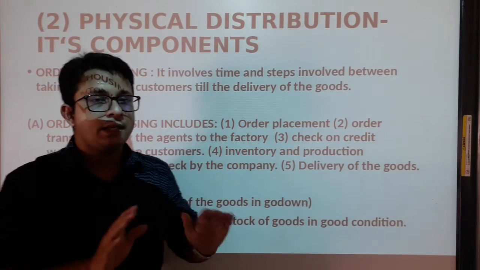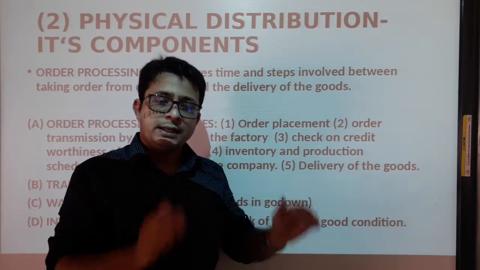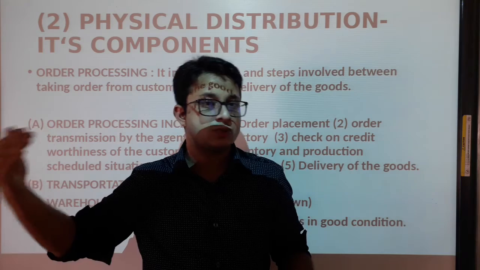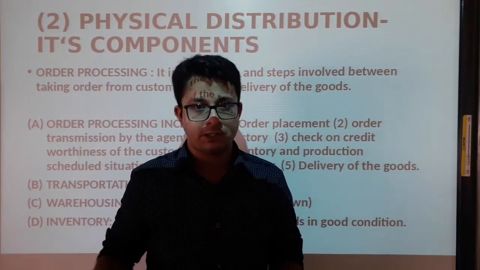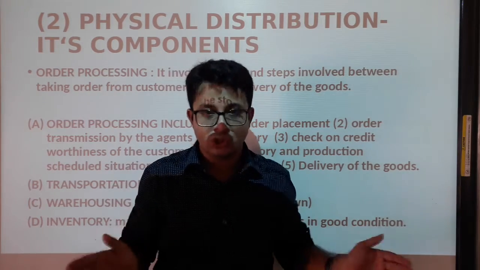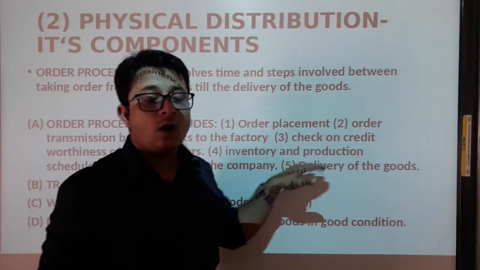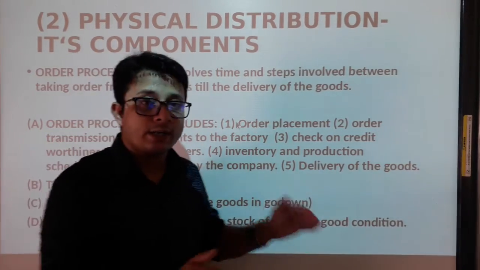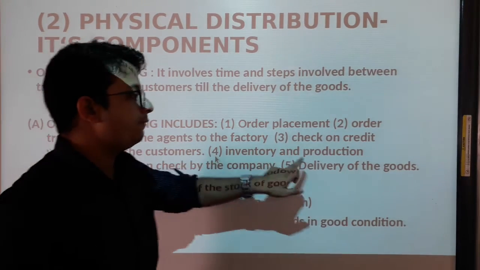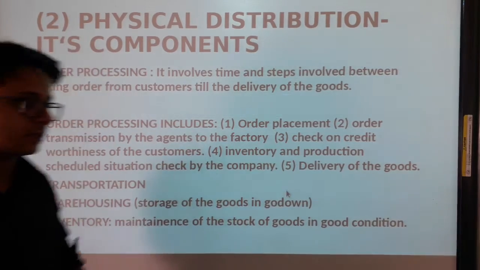That means a company is not always free. It is always busy. It has to process one order from one person, and at the same time, it has to process another order from another person. In that way, all 24 hours, it has a very tight, busy schedule. In that case, the company has to check on which date, on which time this particular order can be placed. That is the meaning of point number 4, that is inventory and production situation checked by the company. I hope this is clear to you.